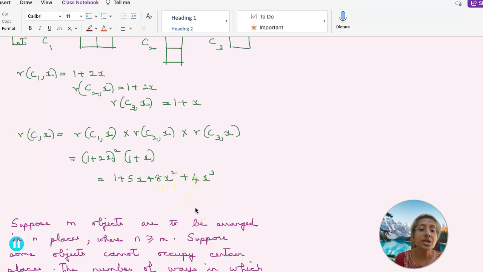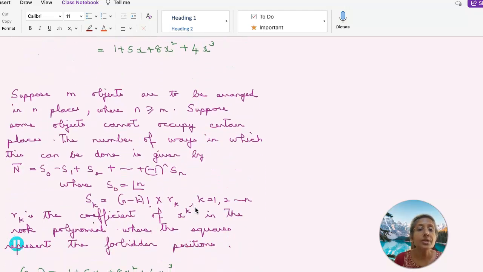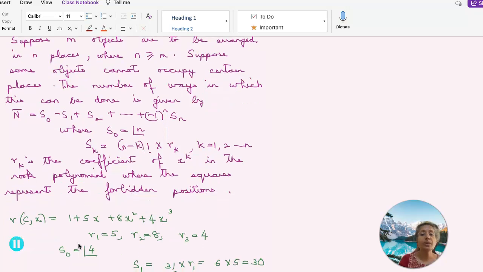Now here comes the catch. Look at this formula which you should learn. Suppose m objects are to be arranged in n places where n is greater than or equal to m. Suppose some objects cannot occupy certain places. The number of ways in which this can be done is given by N-bar equal to s0 minus s1 plus s2 and so on, plus minus 1 raised to n sn. Where what are all these? s0 is n factorial, sk is (n minus k) factorial into rk, k taking values 1, 2 to n. And what is rk? rk is the coefficient of x raised to k in the Rook polynomial where the squares represent the forbidden positions. Quite a lengthy formula but a good and useful one.